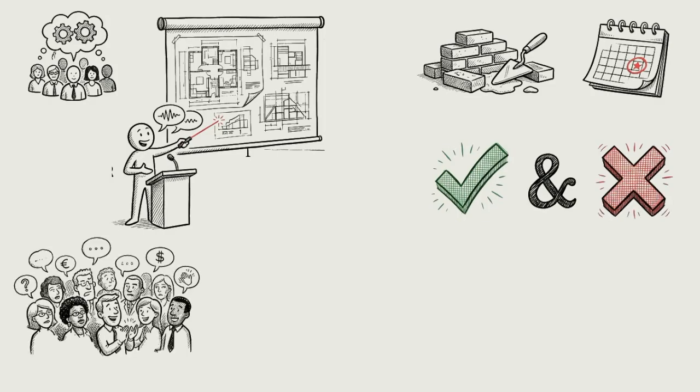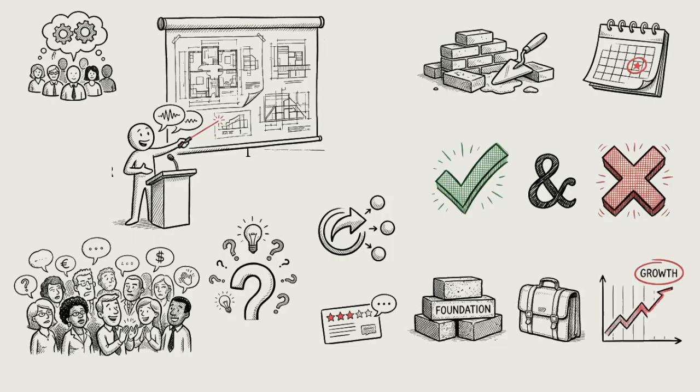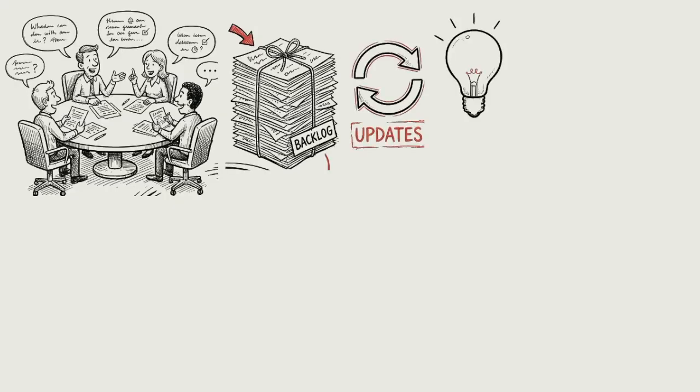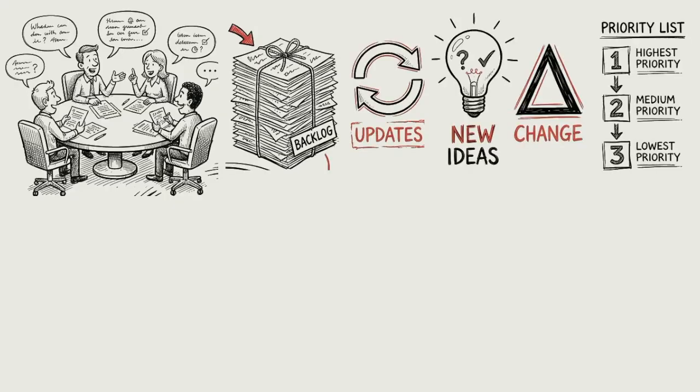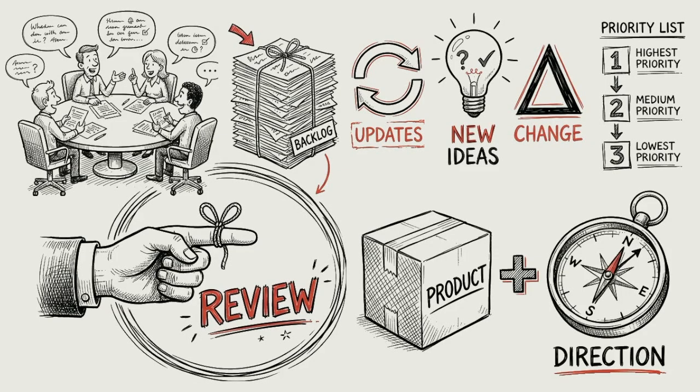Stakeholders actively participate, ask questions, and share feedback based on business needs and market expectations. Based on this discussion, the product backlog may be updated with new ideas, changes, or priorities. So remember, sprint review is all about product and future direction.